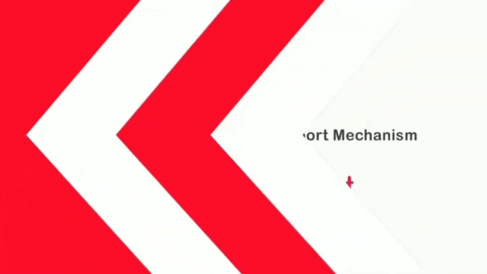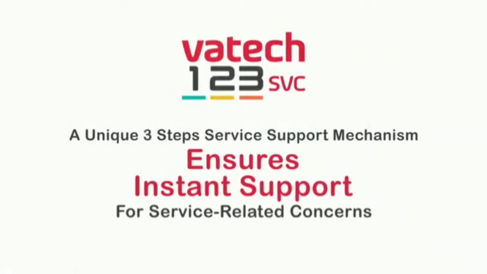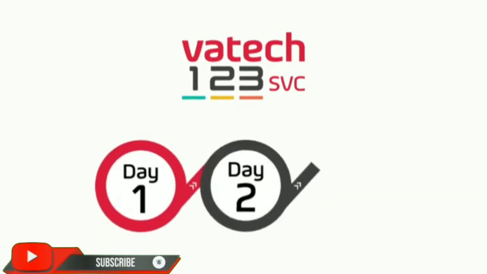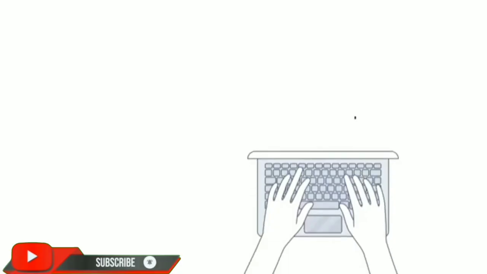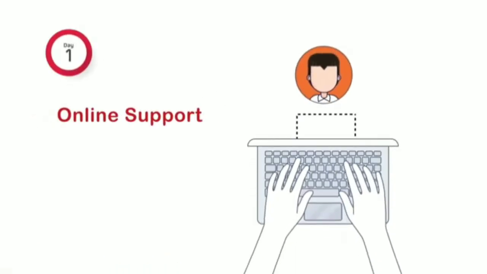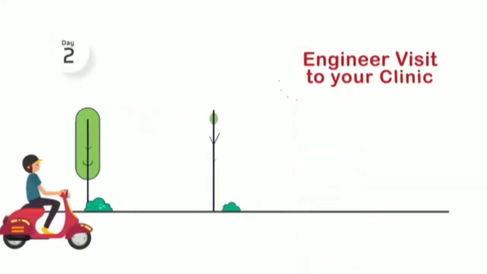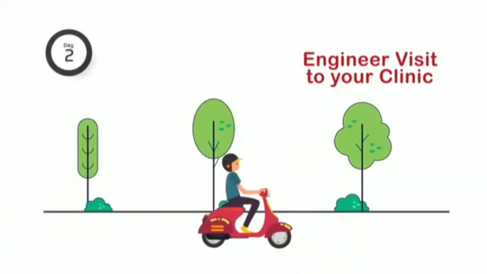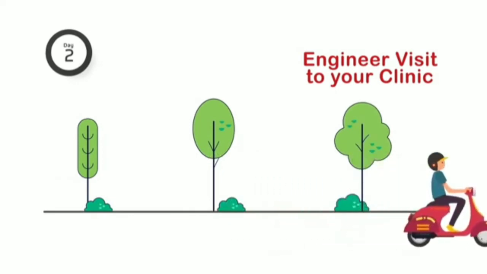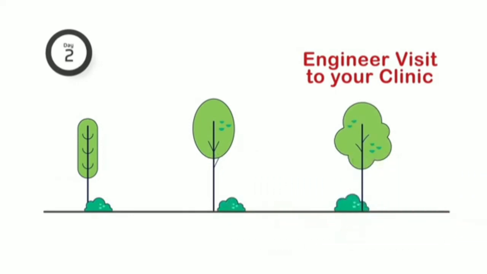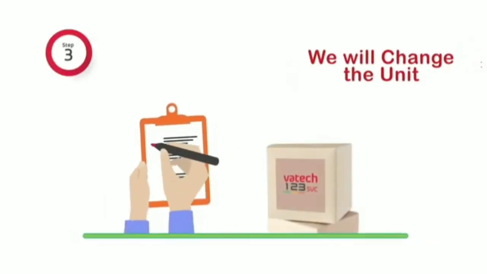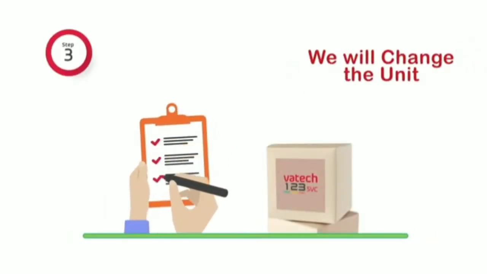A unique 3-steps service support mechanism ensures instant support for service-related concerns. The details of 123 are: within day 1, you get online support. If the issue is not resolved online, within day 2, service engineers visit your clinic, and if still the concern is not resolved, step 3, we will change the unit.